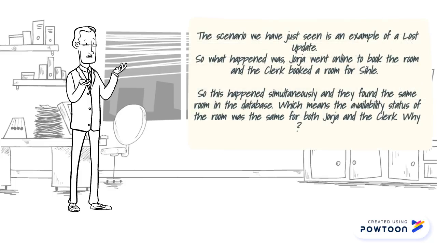The scenario we have just seen is an example of a lost update. Georgia went online to book the room and the clerk booked a room for Sil. So this happened simultaneously and they found the same room in the database, which means the availability status of the room was the same for both Georgia and the clerk.